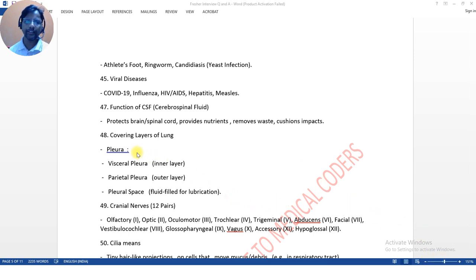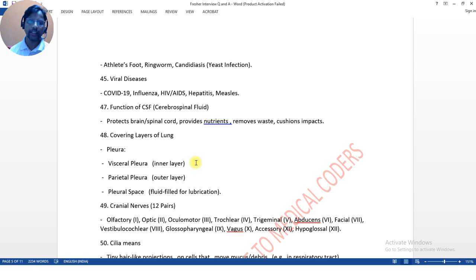So the next question is, what are the covering layers of the lung? This is very important. You need to know the minimum anatomy here. So what are the covering layers of the lung? Pleura. We have three layers of pleura. Pleura is the covering layer of the lung. This pleura consists of three types: visceral pleura, the inner layer; parietal pleura, the outer layer; and pleural space, fluid filled for lubrication. Okay.